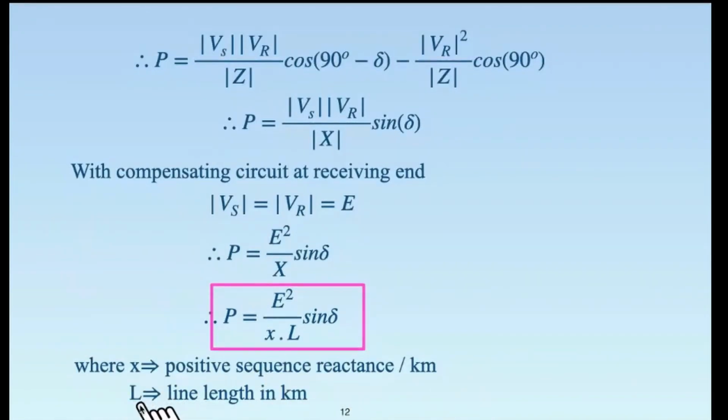And regarding the line length, you should not get confused that line length is represented by capital L. Generally, L is used for representing the inductance of the transmission line, but here L is not the line inductance. Line inductance is taken care of by the positive sequence reactance, but capital L is the line length in kilometers. So ohms per kilometer multiplied by kilometer, the denominator is in ohms. E square by some value in ohms. So this is the power, like V square by R, right? And of course with a multiplying factor of sine delta.